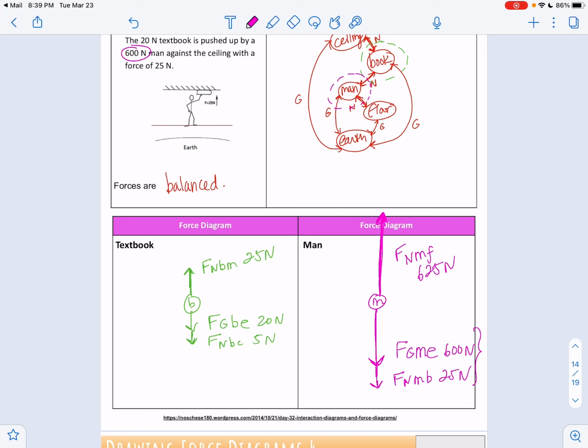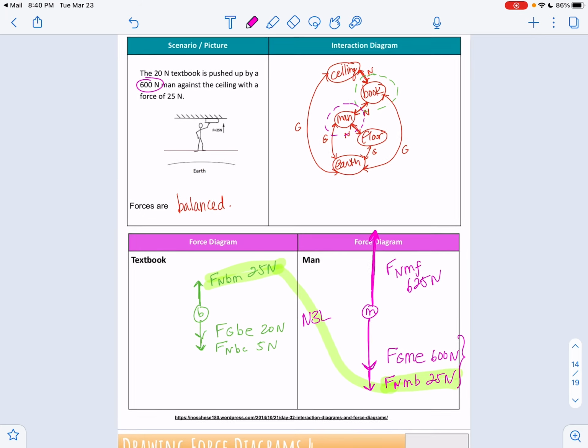The last thing we want to do is look for the Newton's third law pair, although I kind of already did that when I said that that was 25. See, FNMB, that's the other side of the FNBM. So there's my pair. Because it's the same feeler dealer, same force type, it's just in the opposite direction. I think that does it for that.